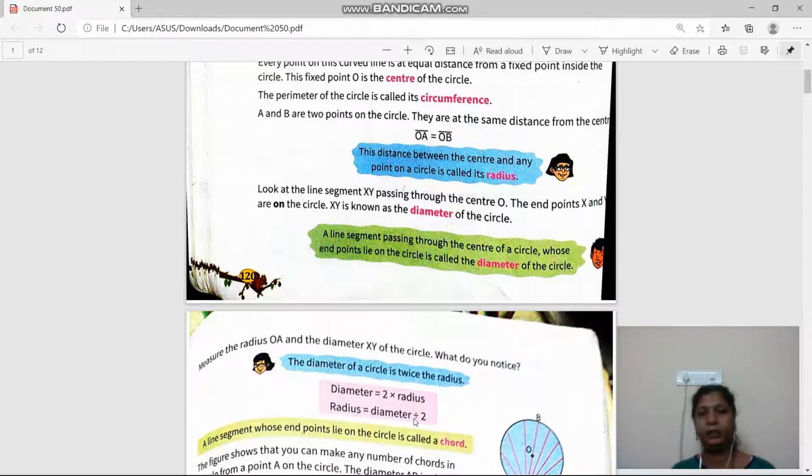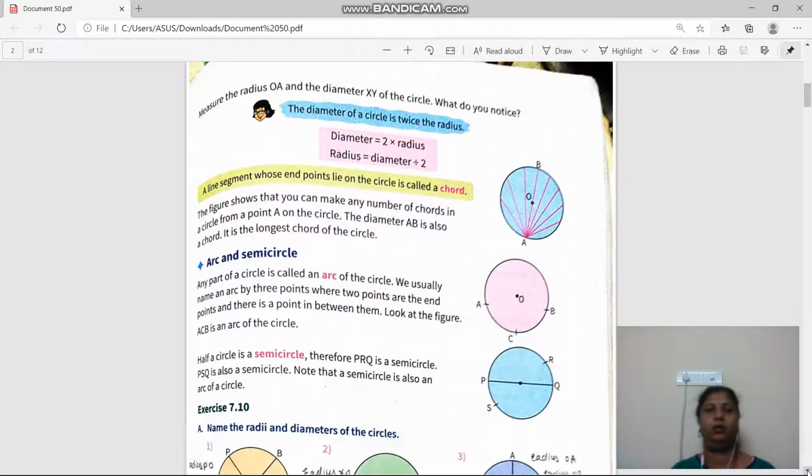Next thing, a line segment whose end points are on the circle is called a chord. See, this is one end point and this is another end point. If we consider the third line, the pink lines, this is one end point and this is the other end point. All these pink lines have end points on the circle. That's why it is called a chord.